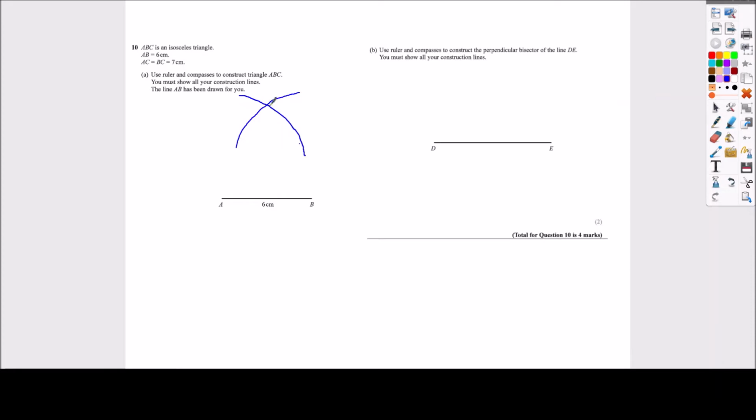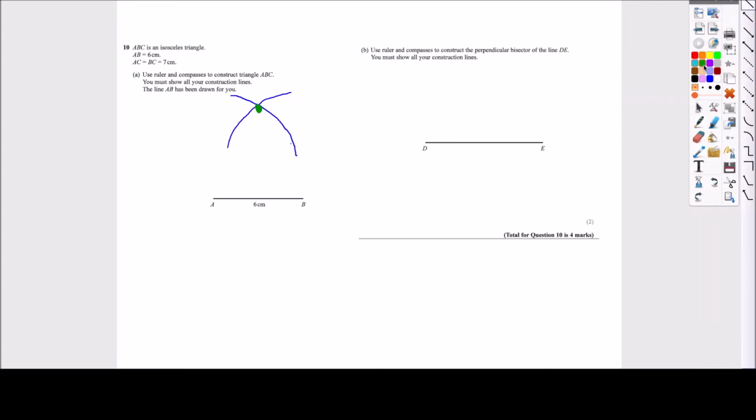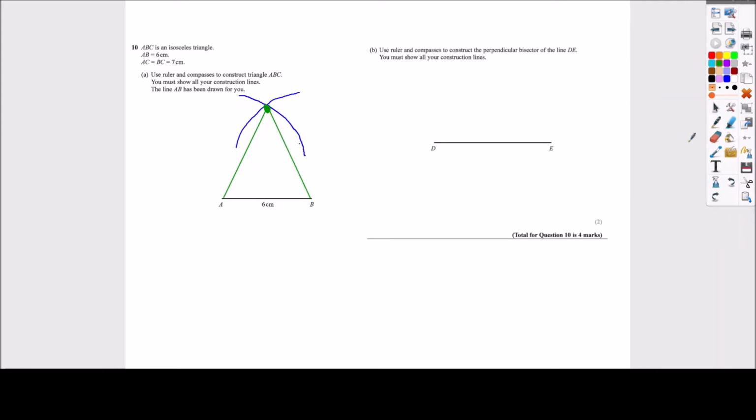Now, where those two lines meet there, by definition, is both 7 centimeters from A and from B. So you would then get your ruler out. Now I do have a ruler function, and from that point where those two arcs meet, you go from A to C and A to B. All right, and that would be your final answer.